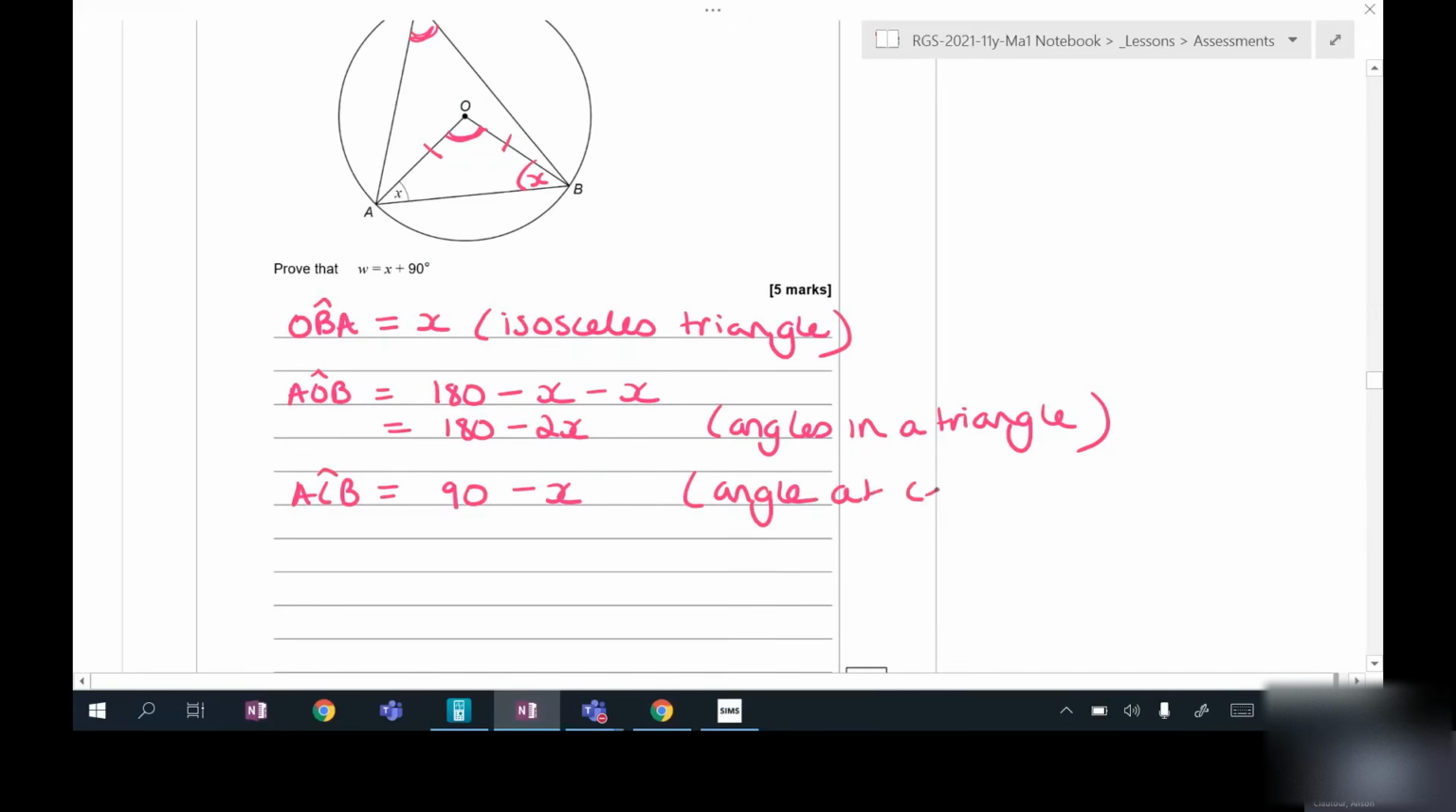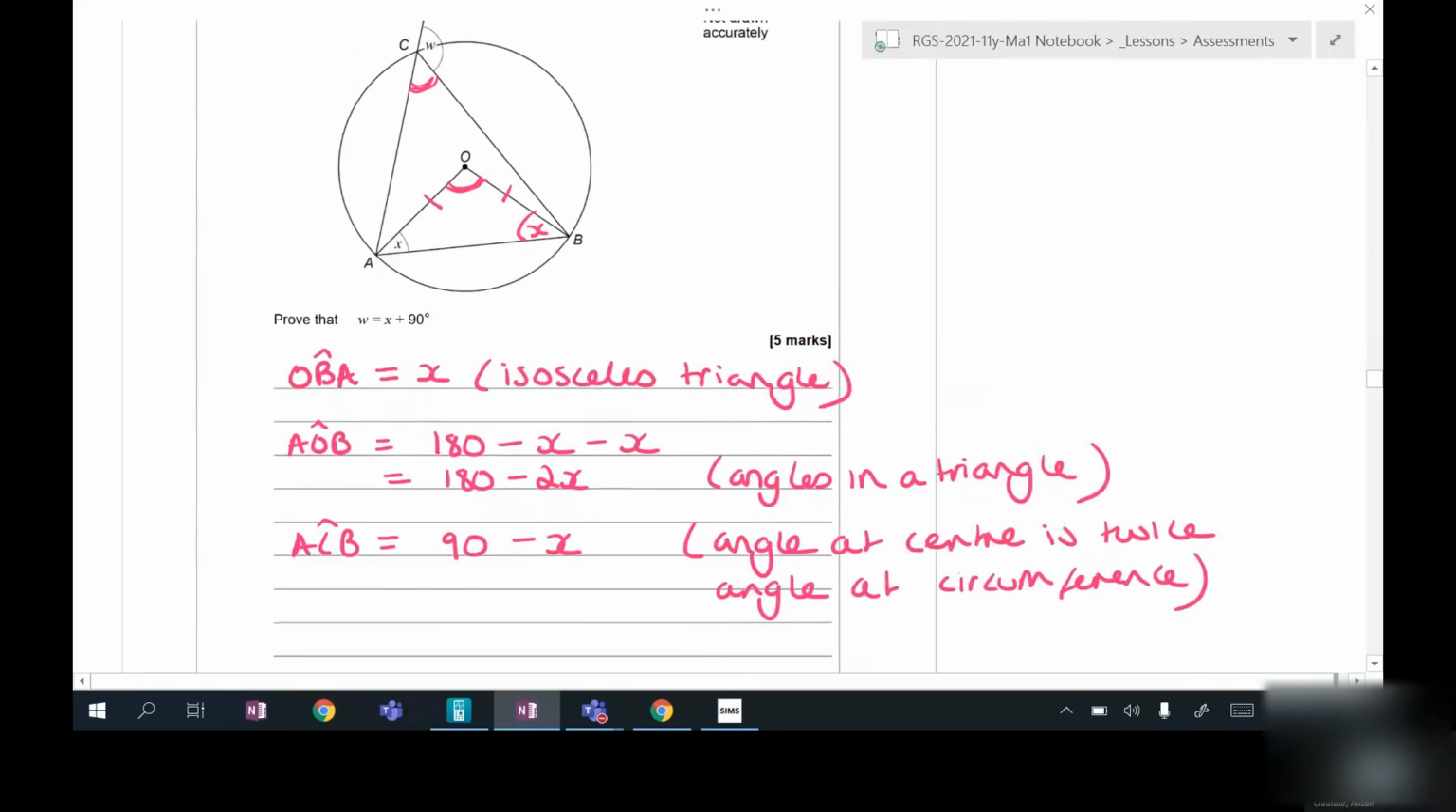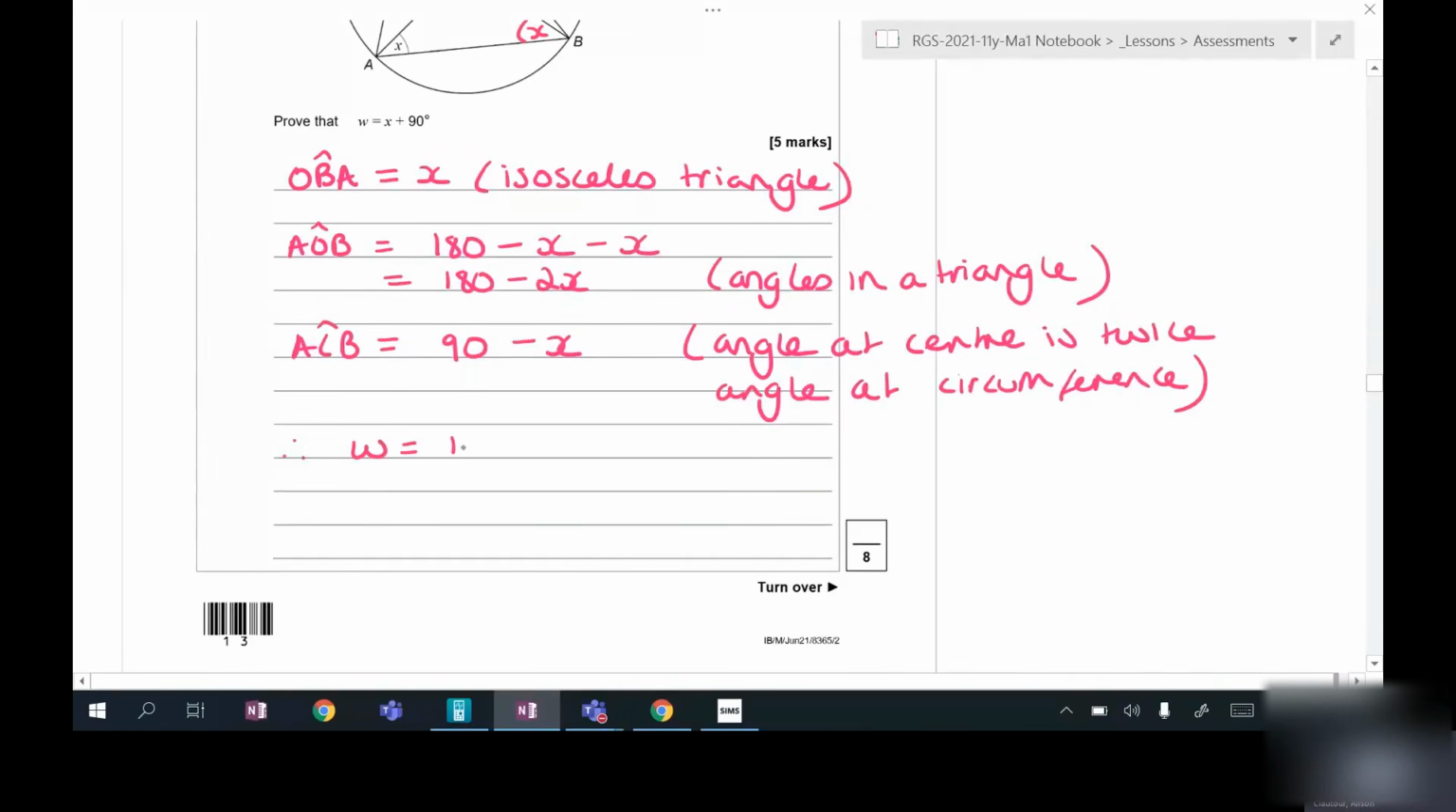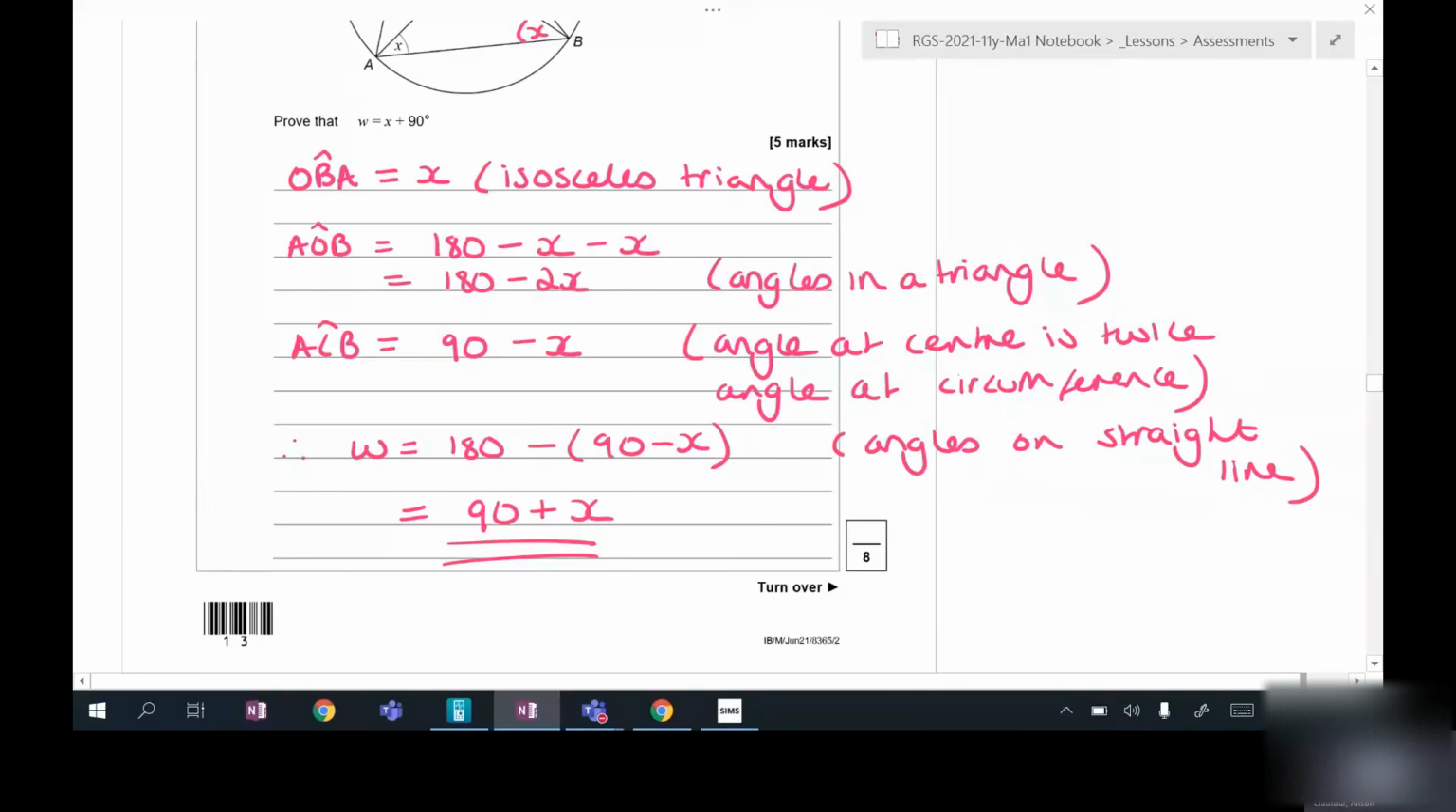So angle at the centre is twice the angle at the circumference. And then W is obviously on a straight line with that angle. So therefore W is 180, take away 90 minus X because of angles on a straight line. So if I simplify that, 180 minus 90 is 90, minus X gives me plus X.